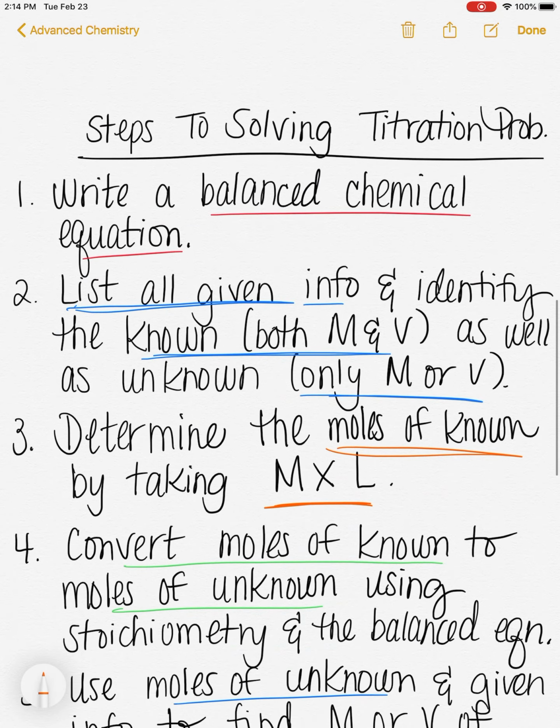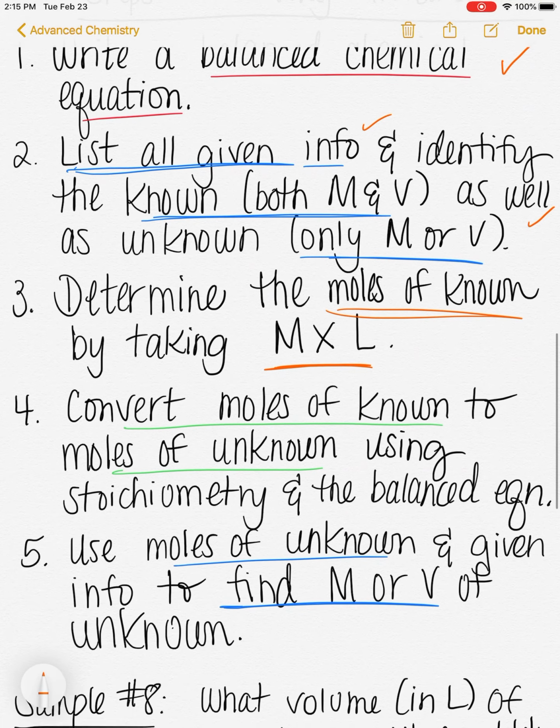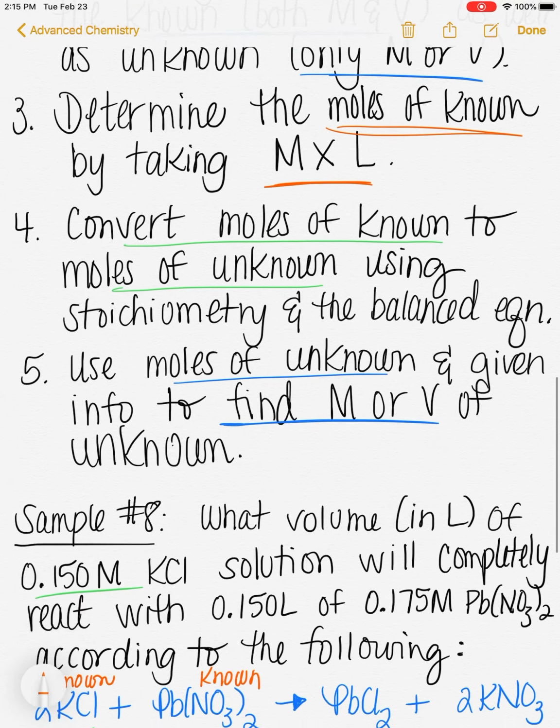Okay, so let's go back and check our steps. Step 1, we already wrote the balanced equation. Step 2, we listed all the information that they gave us and we identified the known as well as the unknown. Now, step 3 says to determine the number of moles of known by taking molarity times liters.